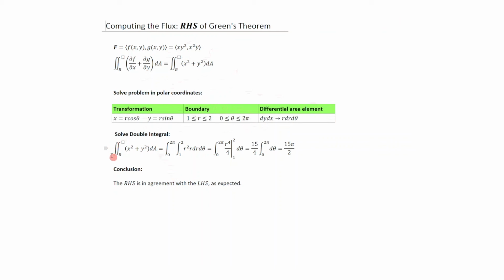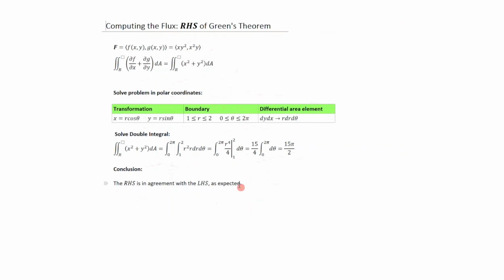So this expression in polar coordinates just becomes r squared, r dr d theta. The first integration is with respect to dr, between 1 and 2, and theta is between 0 and 2 pi. If you follow through and do this calculation, you get 15 pi over 2, which says that the right-hand side is in agreement with the left-hand side.